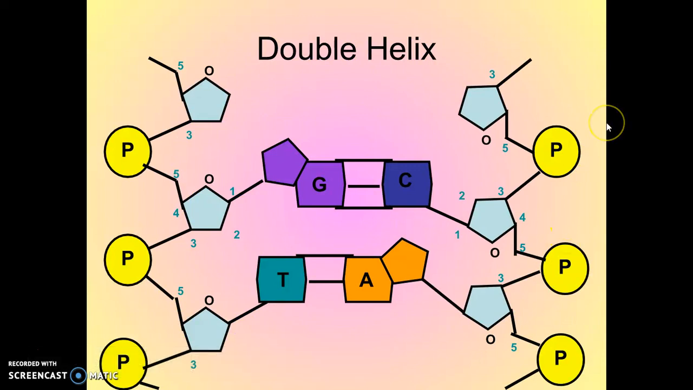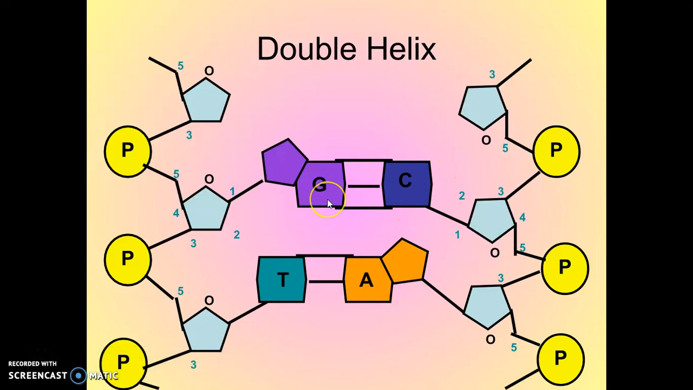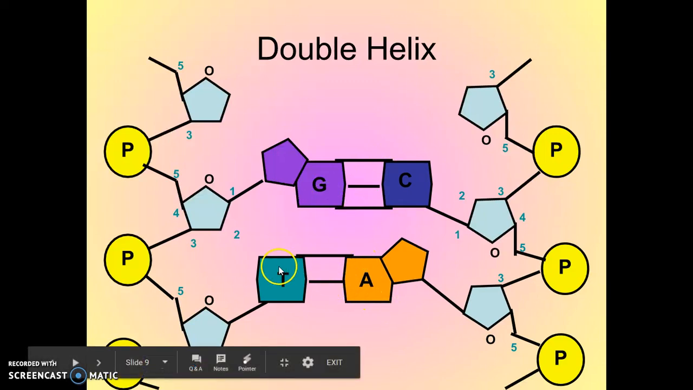So this is an actual representation of DNA. These are your sugars, phosphate, another sugar, and you have a base attached to it. Phosphate, sugar, base attached to it, and you see you have a cytosine or a C here, and G is attached on the other side. Here you have an adenine, and you have a thymine attached here.